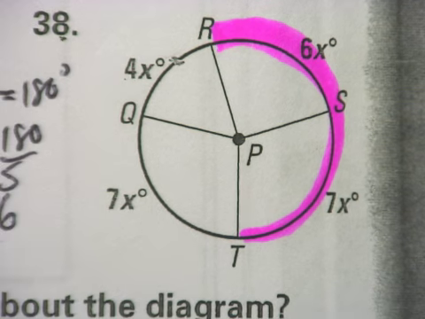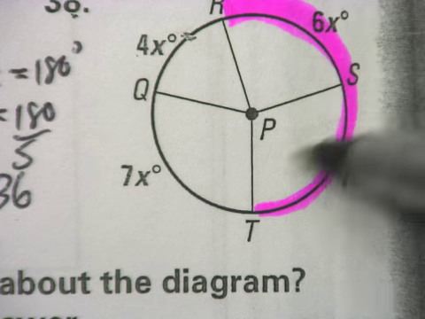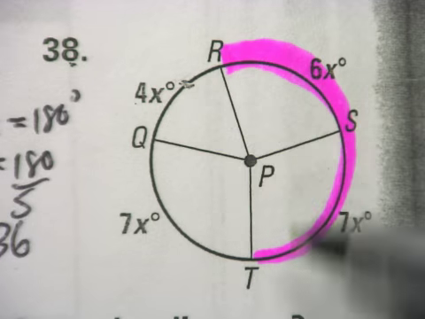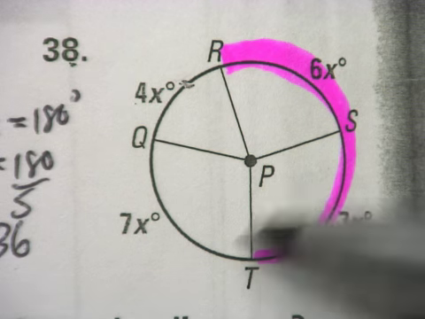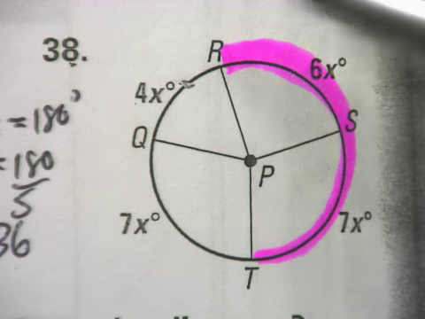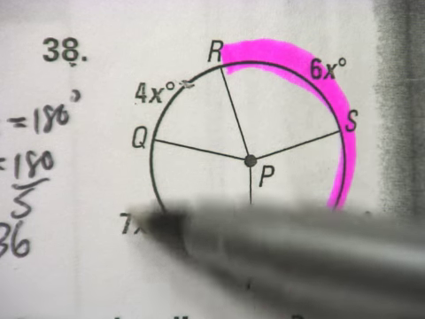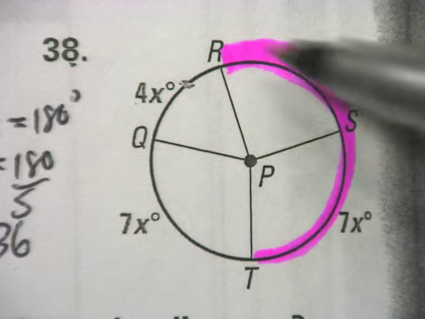Let's take a look here. They want to know what is the measure of this red arc here. Well, notice in this question, I don't have any diameters. There are no diameters, so I don't have any semicircles on the outside. What am I going to do? How am I going to solve this problem?